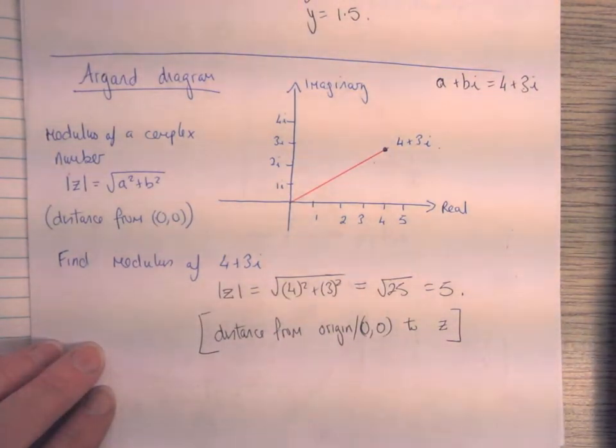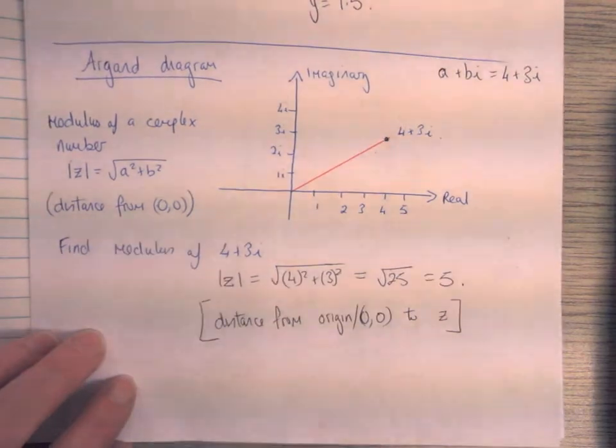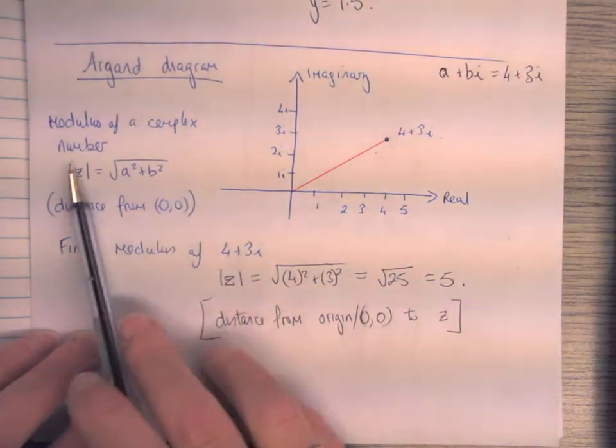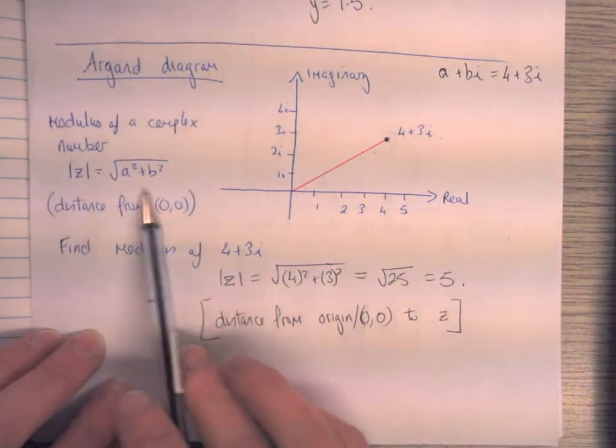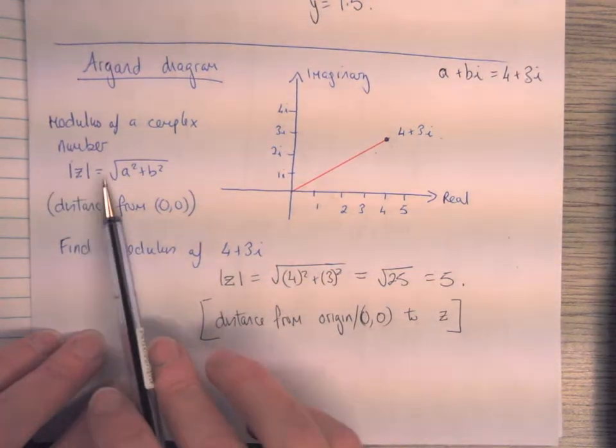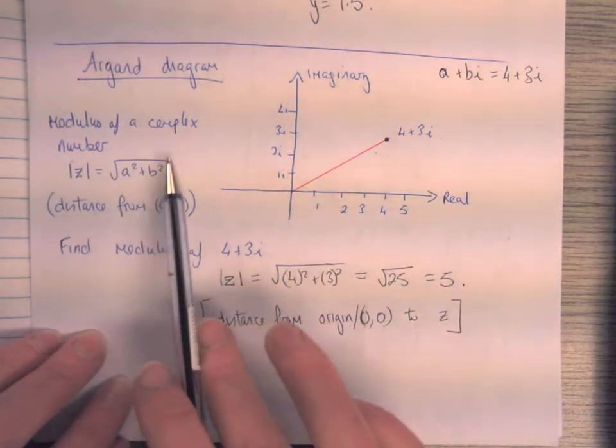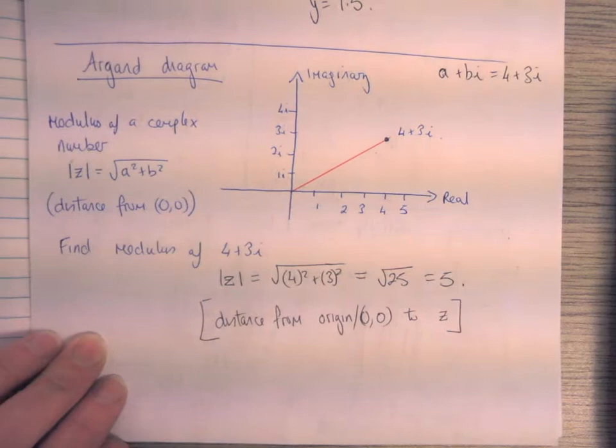Why did you put them both under the root? So it's the formula. Okay, so the modulus of a complex number z is the root of a squared plus b squared. You'll need it for writing them in polar form.